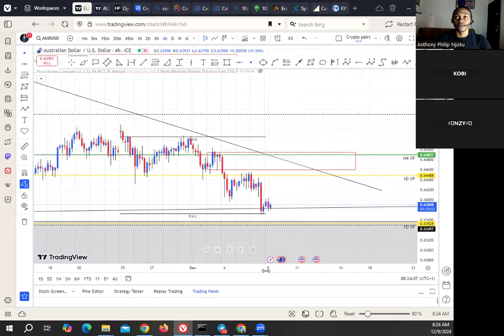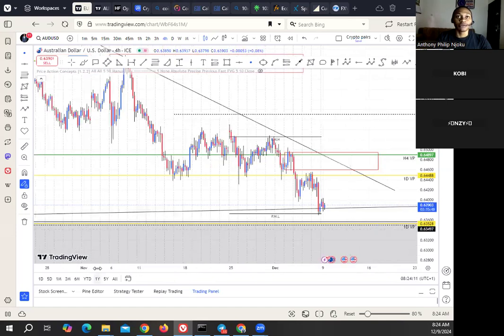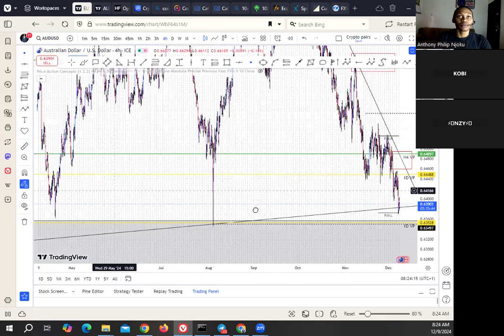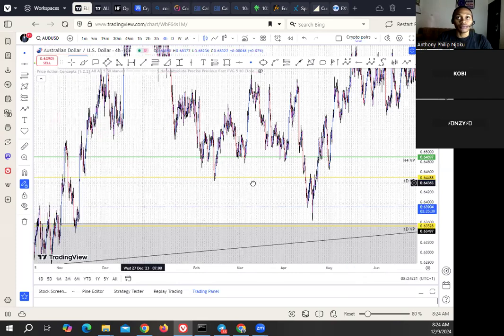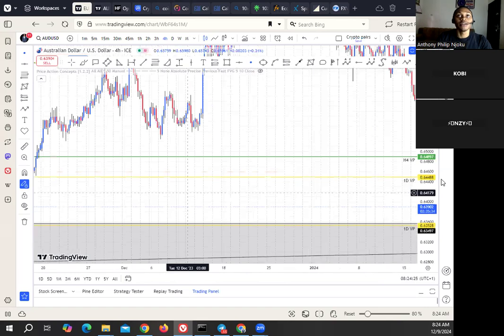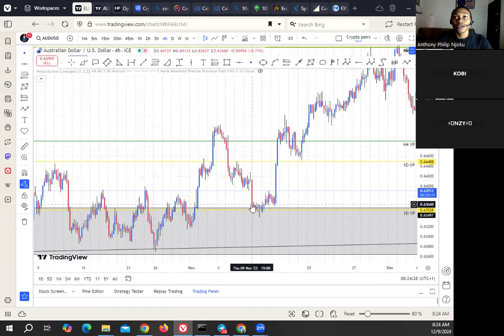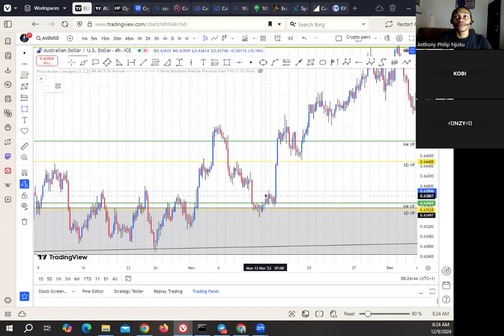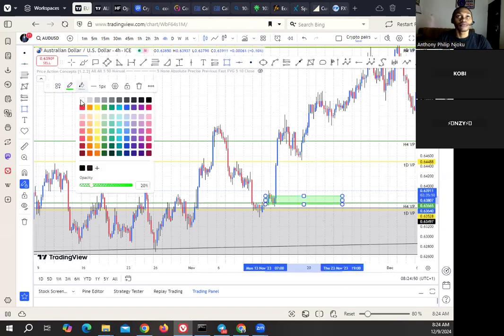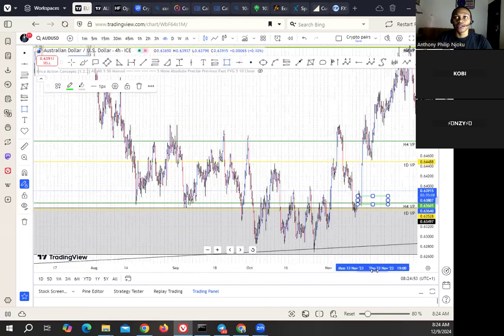Okay. We need to go to the past to mark out that 4 hours demand zone. This was where we got our daily demand over here. And that's fulfilled efficiency. So this is going to be our 4 hours demand zone. So let's extend it.